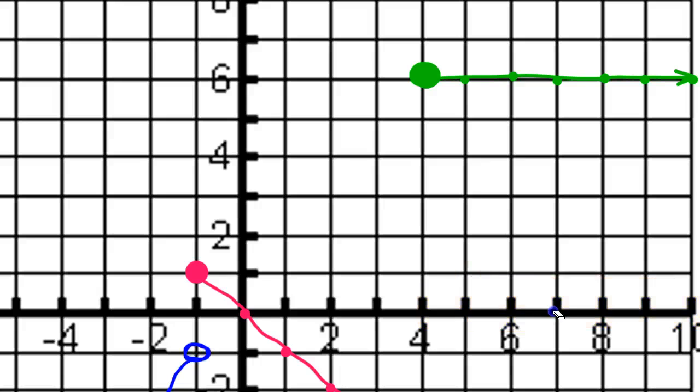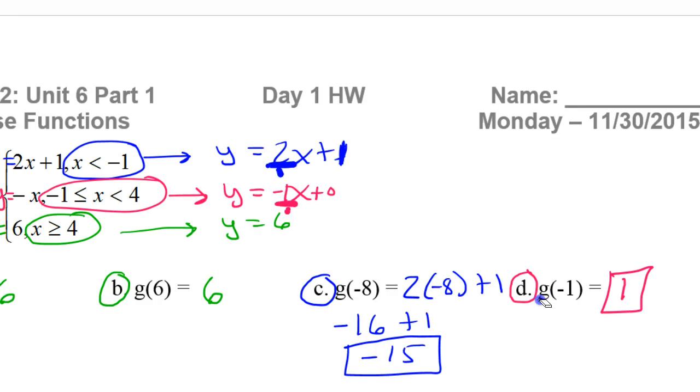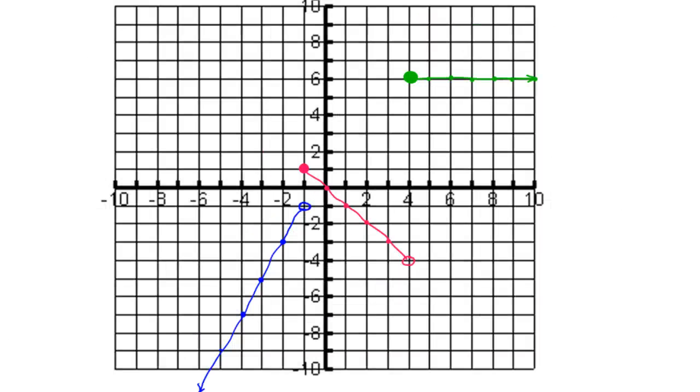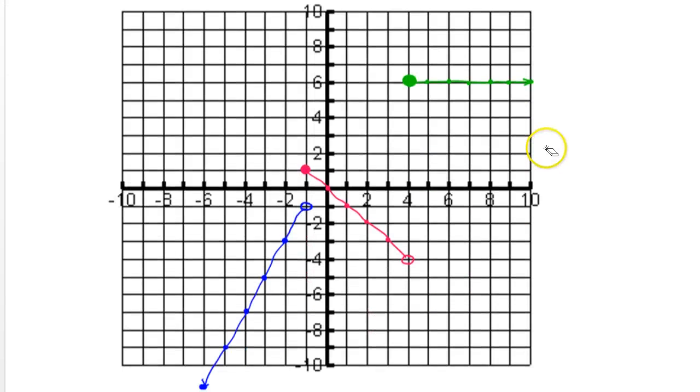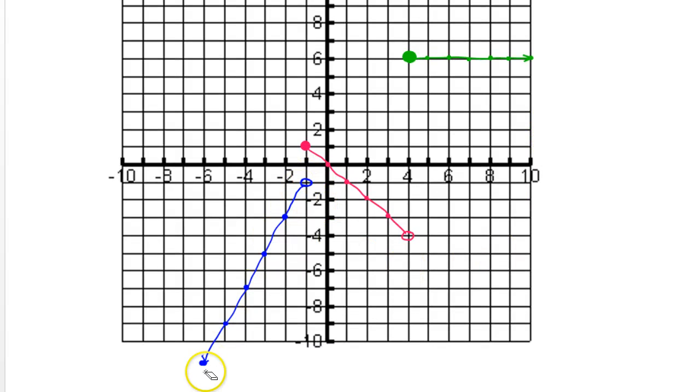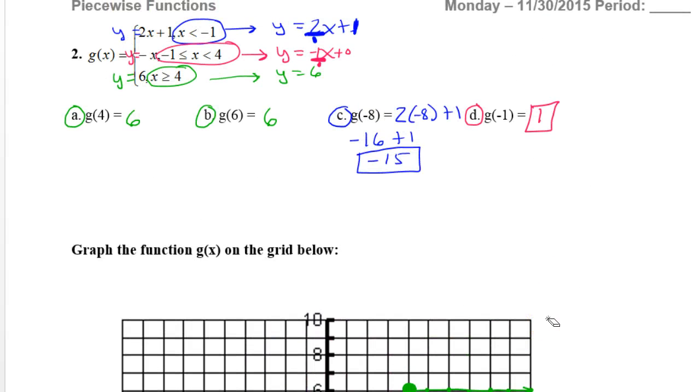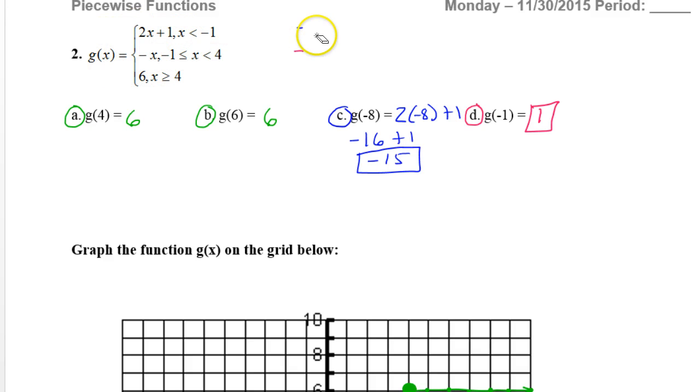So let's zoom out. Let's get rid of this little guide situation. Let's zoom out and see what we've got here. All right, so here's an overall view of our piecewise function. We had the blue part, and then the pink part, and then the green part, based on which x values we're dealing with. Once again, notice I evaluated the function using the equations, but I also could evaluate them using the graph, couldn't I?